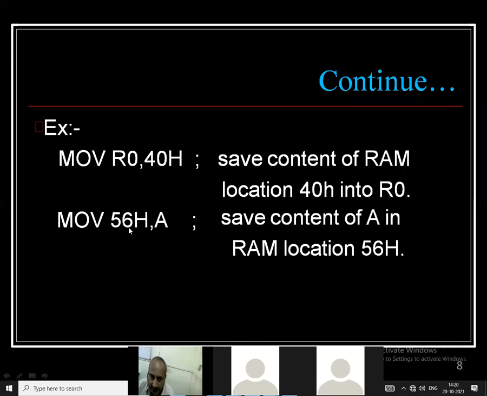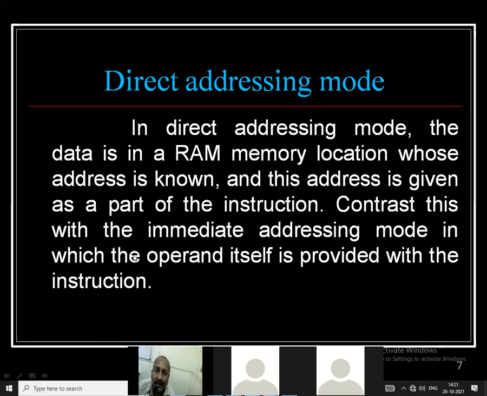Similarly, go for the next instruction, that is direct addressing mode. So here what it mean? Move 56h, A. A म्हणजे accumulator, that we know. तर A मधला डेटा 56 ऍड्रेस वर मूव करा. So this is what the direct addressing mode. Got it?